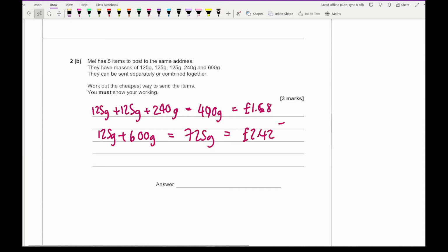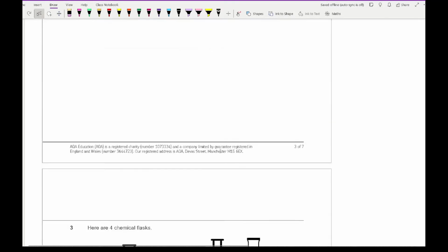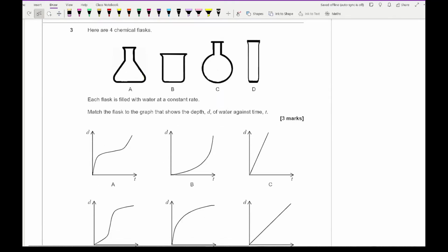And then if I just simply add those two amounts up, so £1.68 plus £2.42, it comes up to a total cost of £4.10. Then moving on to question 3, it says here are 4 chemical flasks and each flask is filled with water at a constant rate. Match the flask to the graph that's showing the depth of water against time.